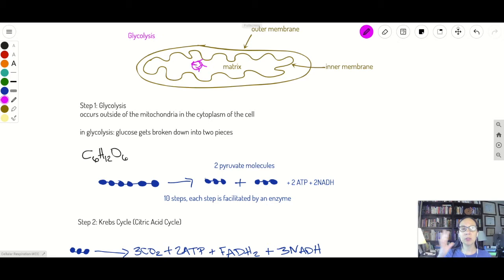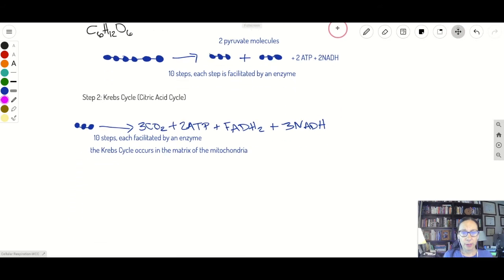And then it moves on to the third step, which is the electron transport chain, which is going to happen in the membrane of the mitochondria, the inner membrane. So see those little lines? Those are some proteins embedded in the inner membrane of the mitochondria. Okay, so that's step 3. Step 3 is called the electron transport chain.